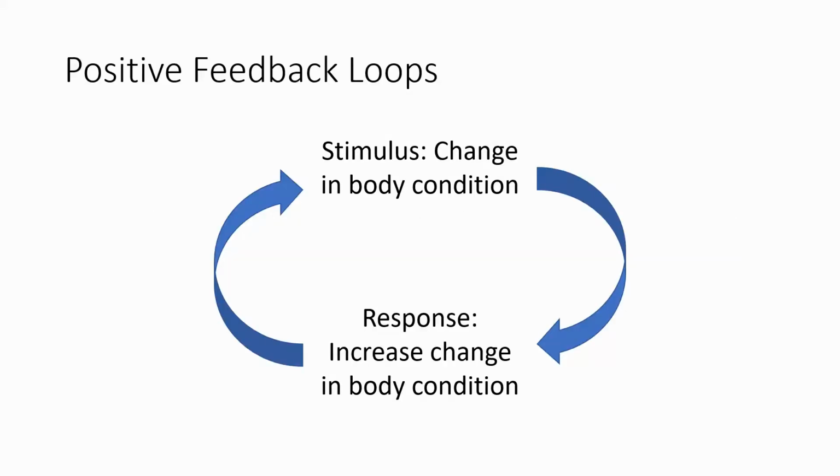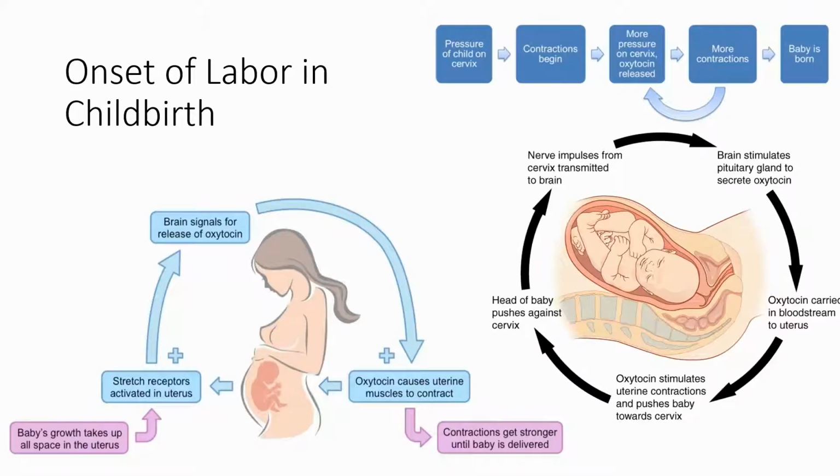So this is the general way that positive feedback loops work. You have some sort of stimulus, and that stimulus is a change in body condition. That triggers a response that's going to increase that change in body condition, which is going to further stimulate the body, which is going to respond by increasing the change. And you may think, well, when do you want to change something that bad? If you're trying to have a baby. So this is the biggest example of a positive feedback loop.